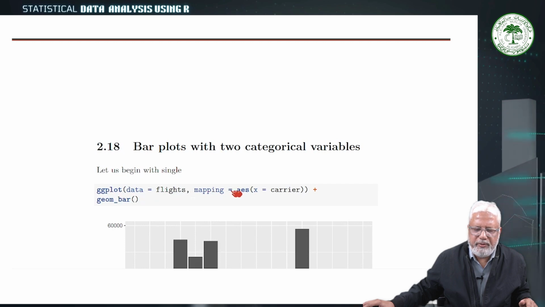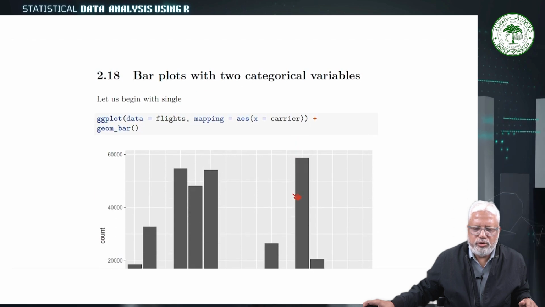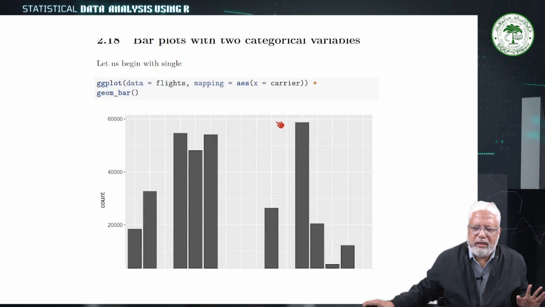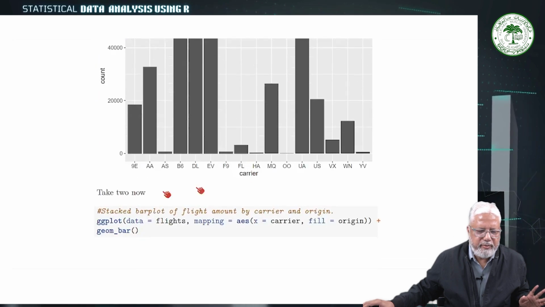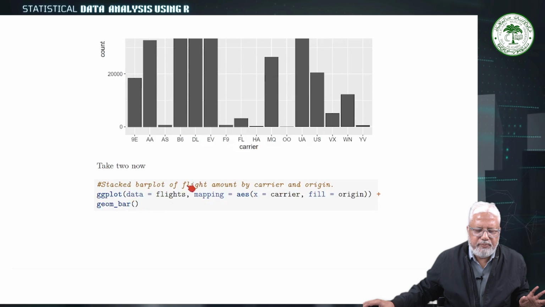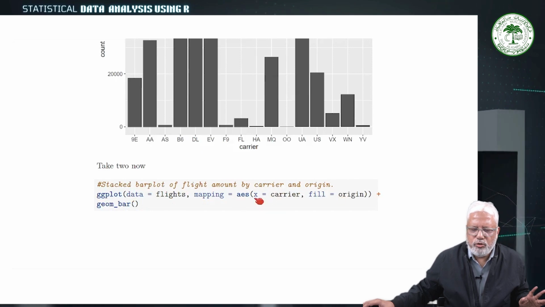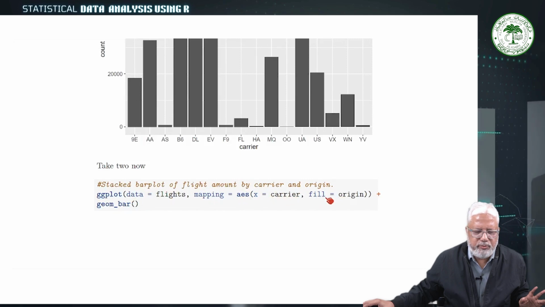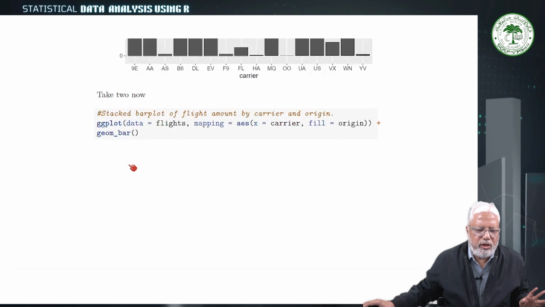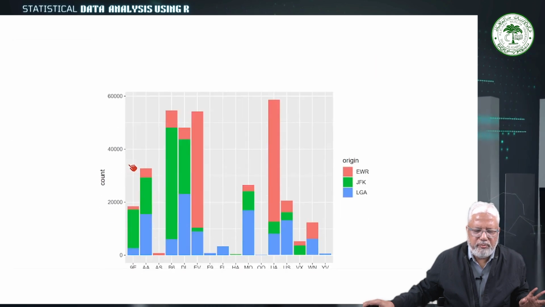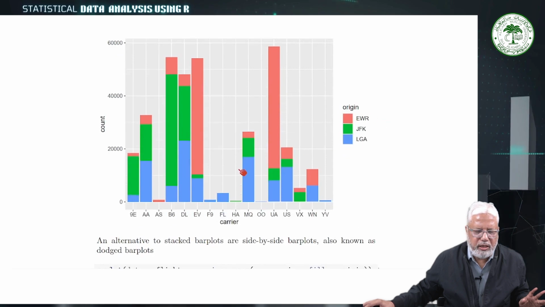Data is equal to flights, mapping aes, x is equal to carrier, plus geom_bar. So, here we have taken only one categorical variable, and that is carrier. Now take a two-variable stacked bar plot of flights. See here, x is equal to carrier and fill is equal to origin. So, we are taking into account two categorical variables, filling by origin, with x equal to carrier, and geom_bar. So, this is the data, this is the output.